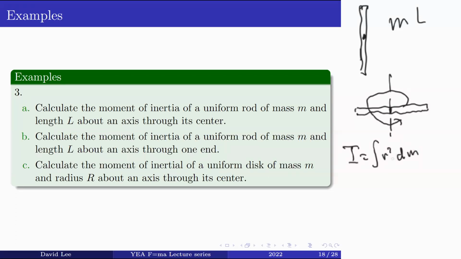All right. So what is a small mass element here? Well, if we think about a rod and we chop it up into tiny pieces, and each piece has length dr. Well, what is the mass of each piece? Well, it will just be m times dr over L.